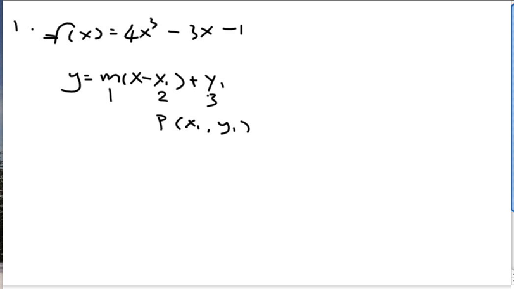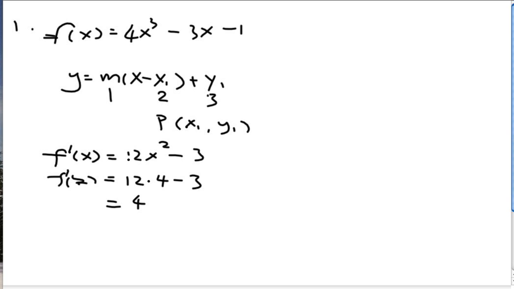How do we find m? m is the slope. We differentiate the equation. F prime equals... we plug the number in. When x equals 2, we get m equals 45.